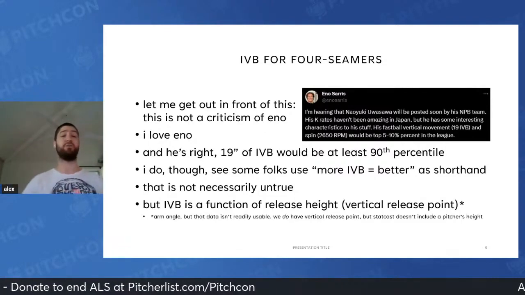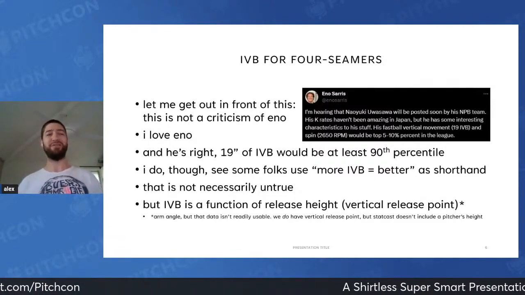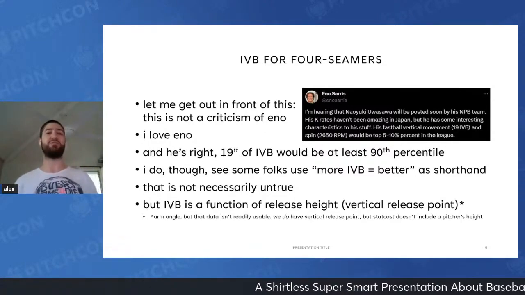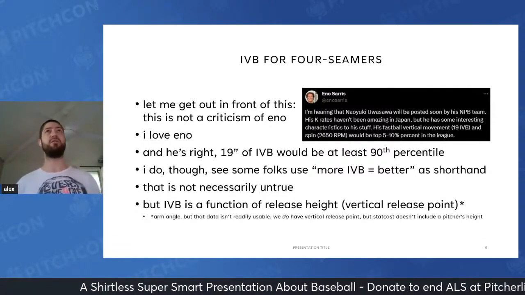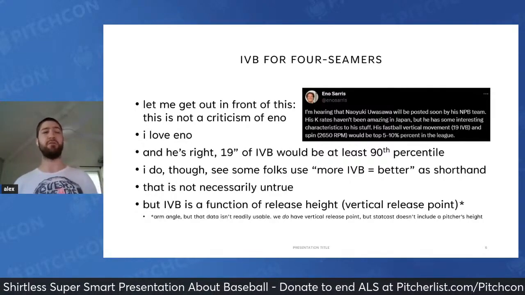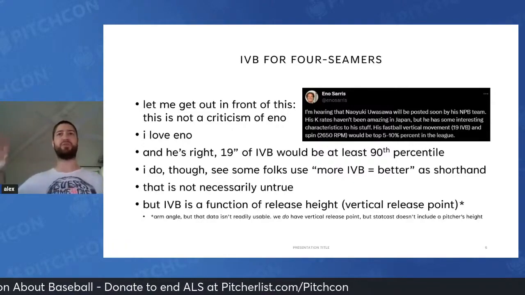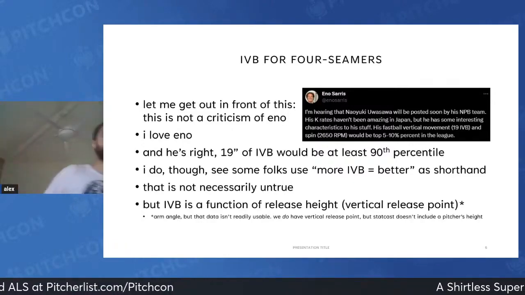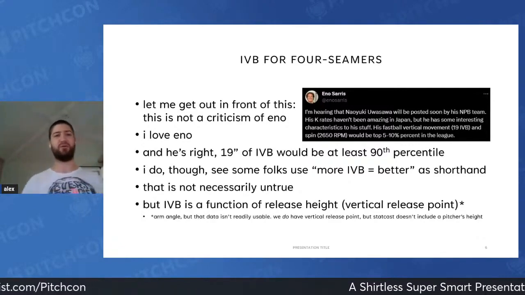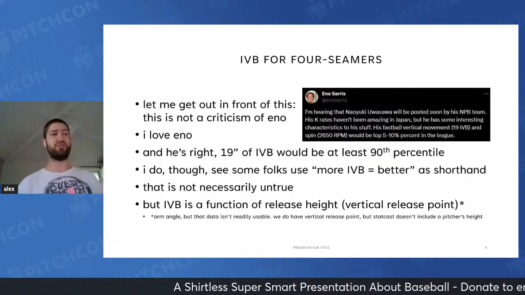So I think pitcher height is really important to consider when we're talking about release points. We don't have that data. So when I'm talking about release height and vertical release point, it is ultimately a function of arm angle. But we're just gonna pretend that everyone's the same height. Everyone is 6'1", 6'2". And we're talking relative terms. So anyway, IVB is a function of release height.